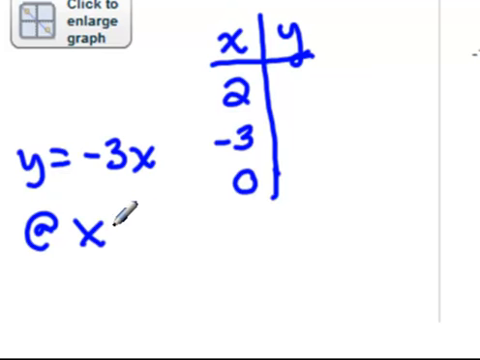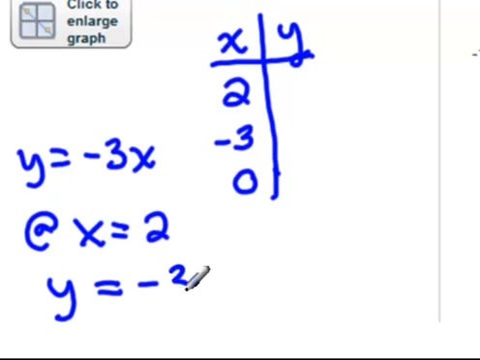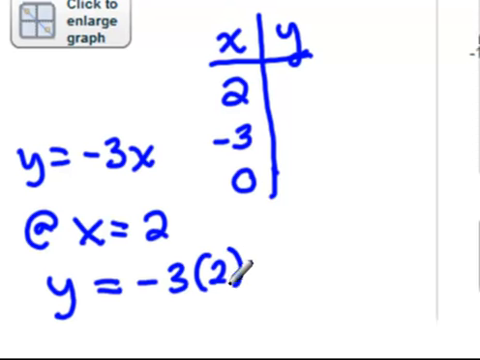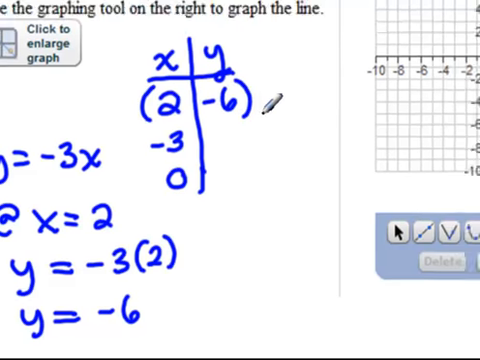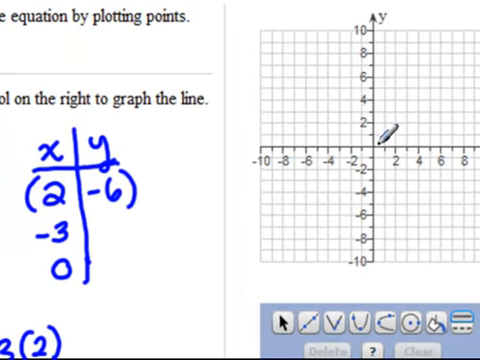At x equals 2, y equals negative 3 times 2. We're going to simplify that. Negative 3 times 2 is a negative 6. And so at x is 2, y is negative 6. So that's going to be our first point, 2, negative 6. To plot that on paper, you would just go to the right 2 and down 6 to plot your point. I'll show you how to use the MathXL graphing tool when we get there.